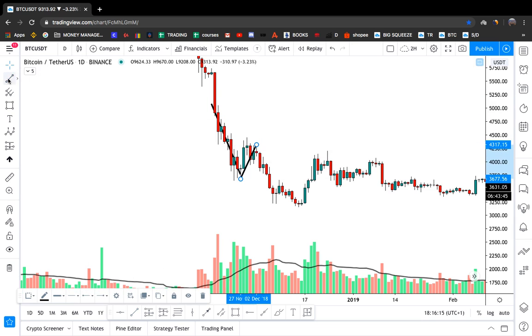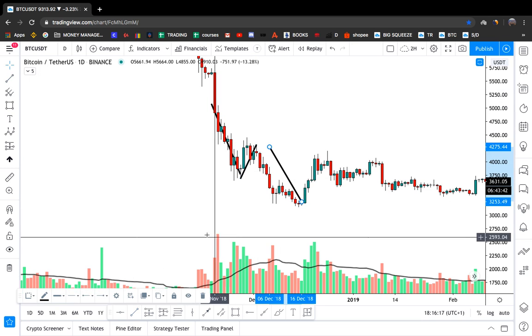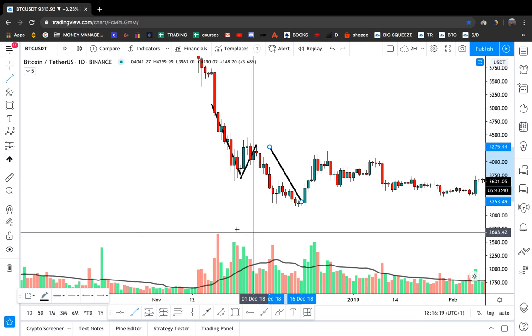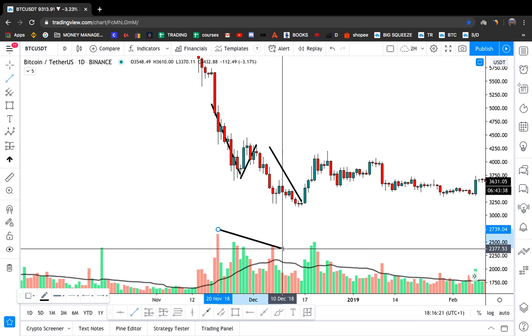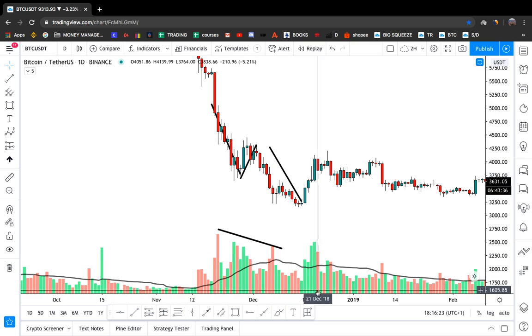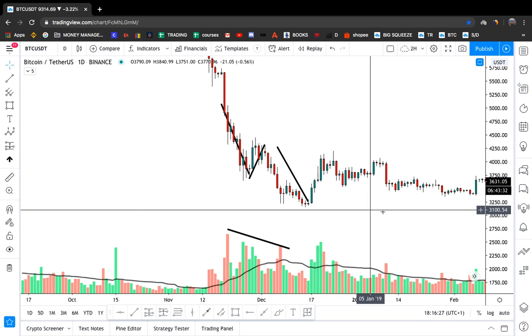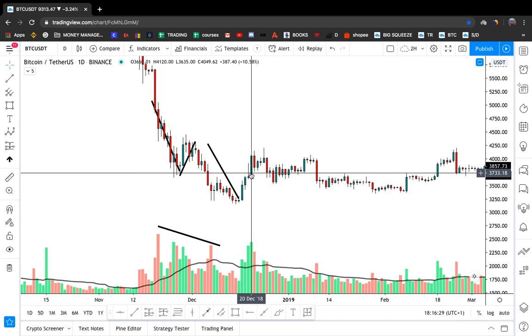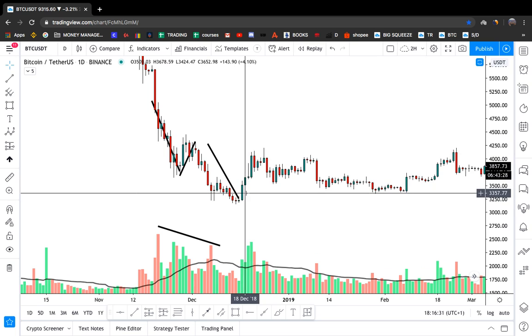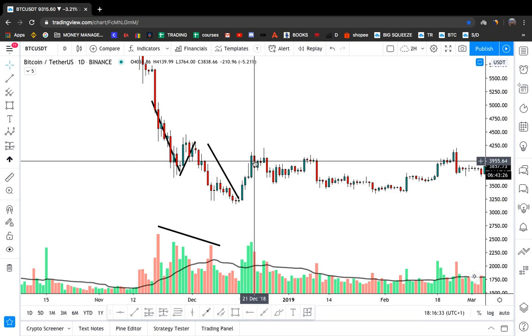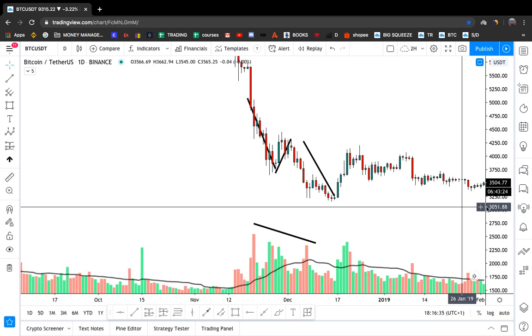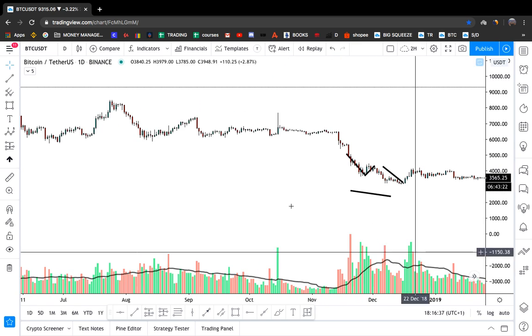Impulse, corrective move, another impulse with a lower low, divergence in volume. And what's soon to follow, you got the bullish engulfing right here, and it gave you a nice trade. And of course it did not reverse here. You see, this is one good example where it did not reverse, but it still gave you a nice trade that you could have played.